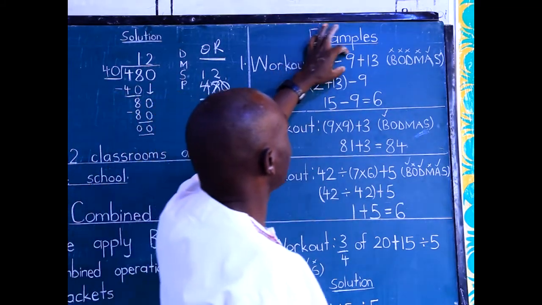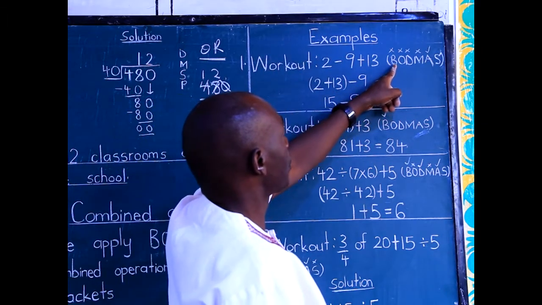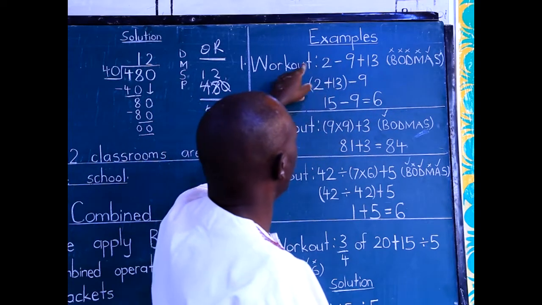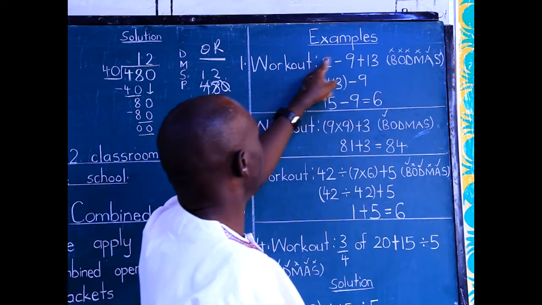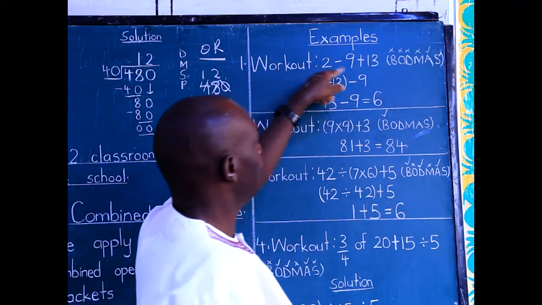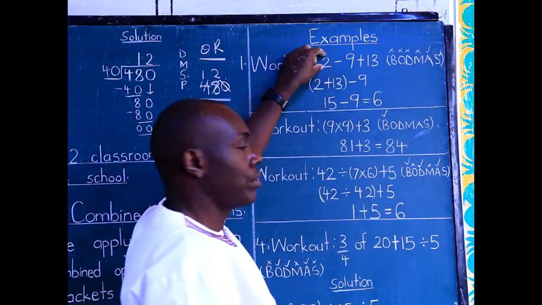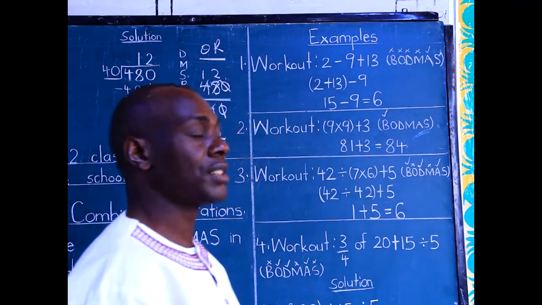Then look at the same number. Remember, B means brackets. You ask yourself whether you have brackets involved. Do I have brackets? I don't have any brackets here. Okay. Do I have of? The word of is not in here. Do I have division? No division. Do I have multiplication involved? No. Do I have addition? Yes. Meaning you're going to add first.